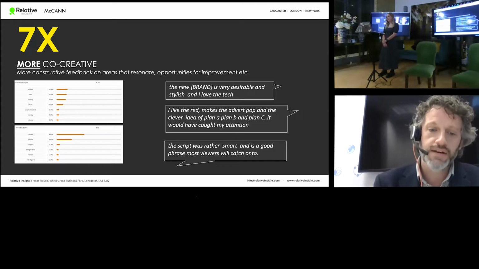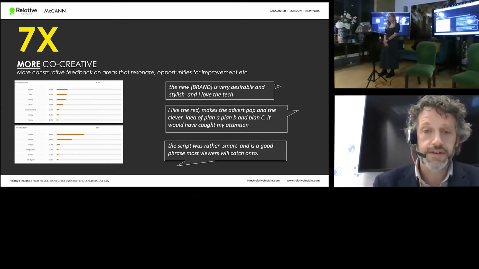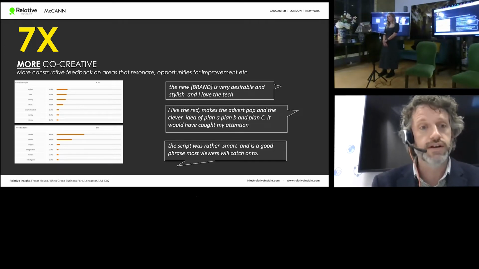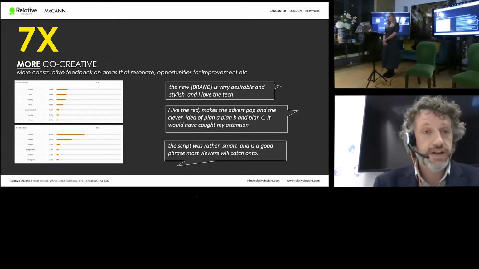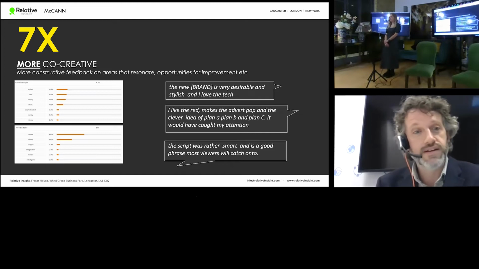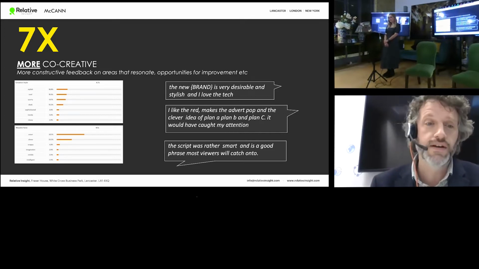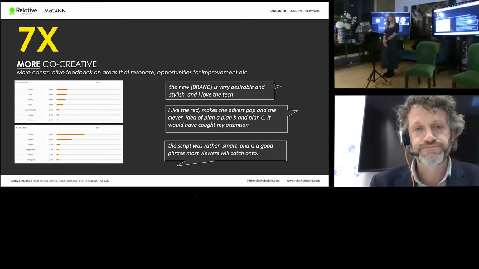So by putting the concepts into this co-creative platform, we can now prove that it's 7 times more likely than our competitor, a company like Zappy and some of the other online quant platforms. It's 7 times more likely to be co-creative.